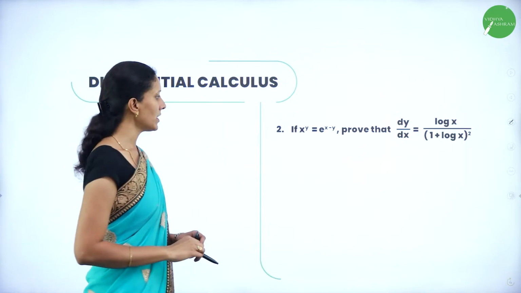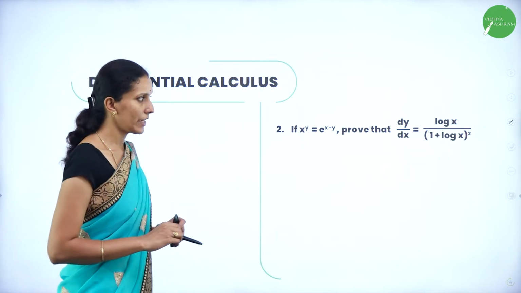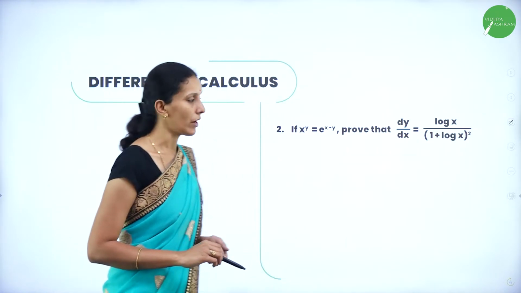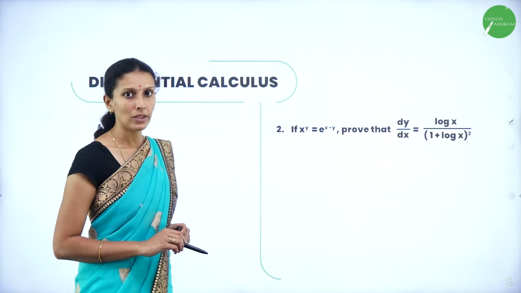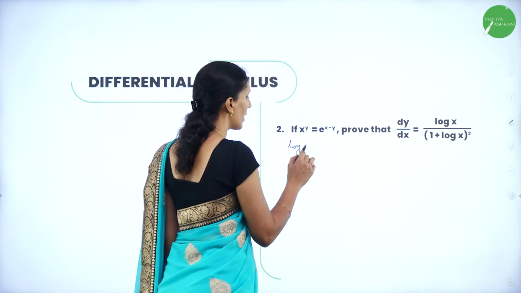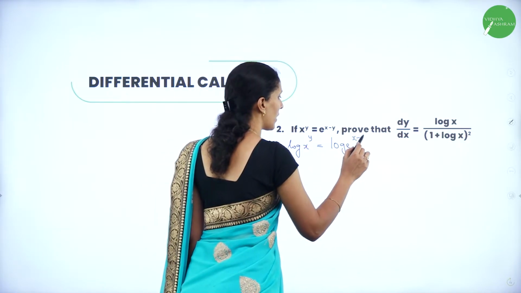The next question is, if x power y is equal to e power x minus y, prove that dy by dx is equal to log x divided by 1 plus log x whole square. So here in this case, we can apply the log. If you apply log on both sides, this is log x to the power y is equal to log e to the power x minus y.